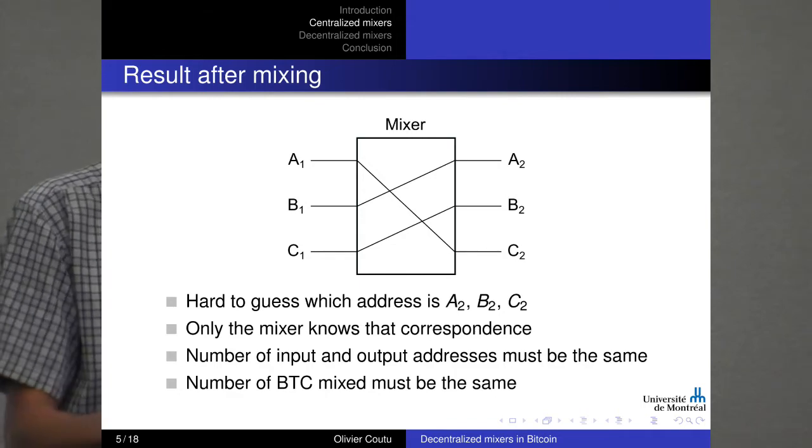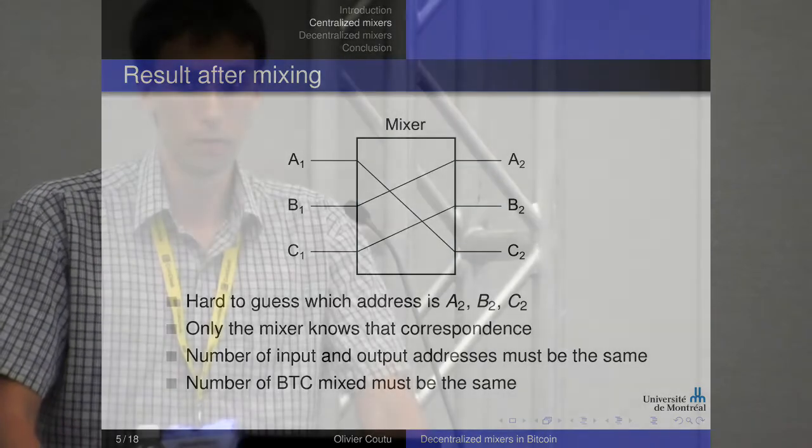Now, the model we're looking at here is a restricted model of the mixer, and it works on the assumptions that the number of input and output addresses must be the same, which is not always the case in real mixers, and also that the number of bitcoins mixed must be the same. Now, imagine this were not the case, it would be really easy.